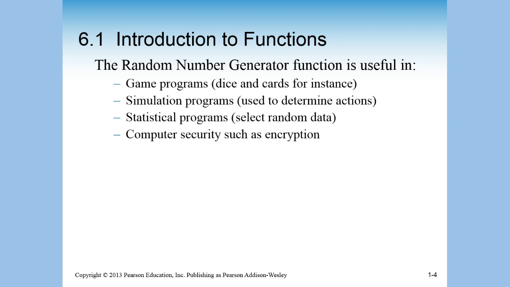Computer security and encryption take advantage of random numbers by helping prevent the selection of recognizable patterns. If a hacker can identify a pattern, they can exploit it. Randomness makes this a little bit harder.